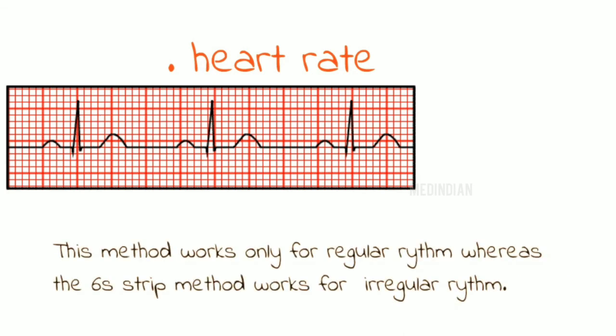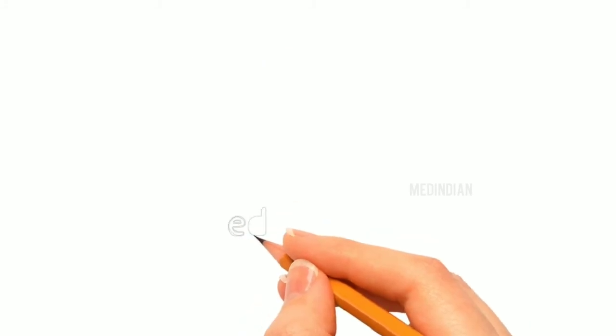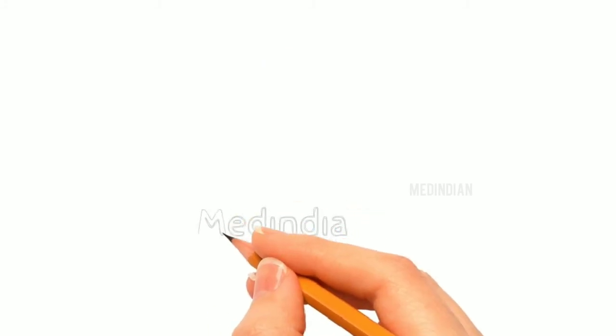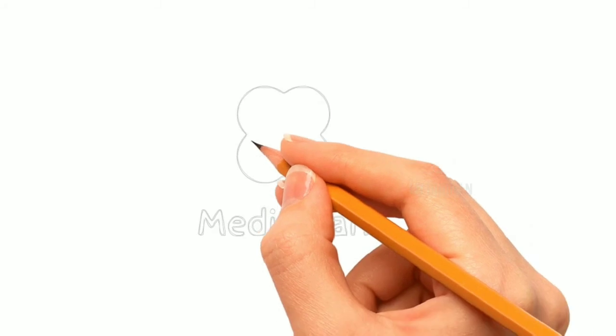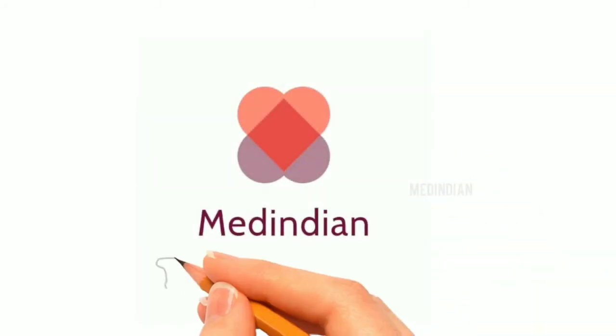So that's it. This is all you need to have a basic idea about ECG. Once you are ready with these normal findings, you can easily find out the abnormalities in an ECG.